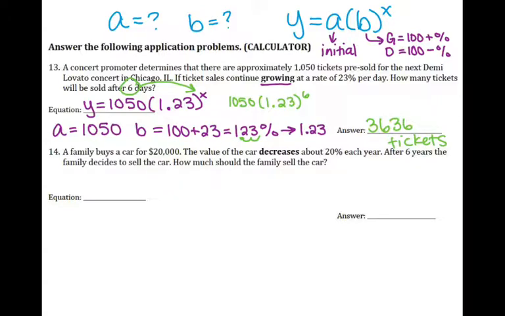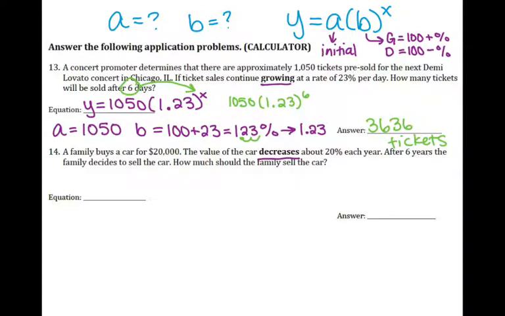Okay. Let's see, a family buys a car for $20,000. The value of the car decreases about 20% each year. After 6 years, the family decides to sell the car. How much should the family sell the car for?